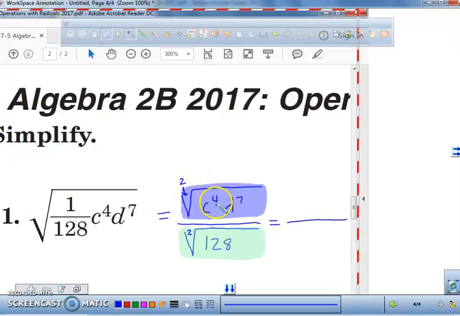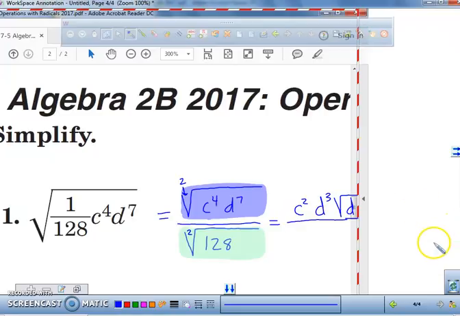2 goes into 4 how many times? 2. So in the numerator, you're going to have a c squared. 2 goes into 7 how many times? 3 times, right? But not evenly, because 2 times 3 is 6, but we have 7. That means inside of the radical, we have 1 left over. So I want you to put 1 d right there.